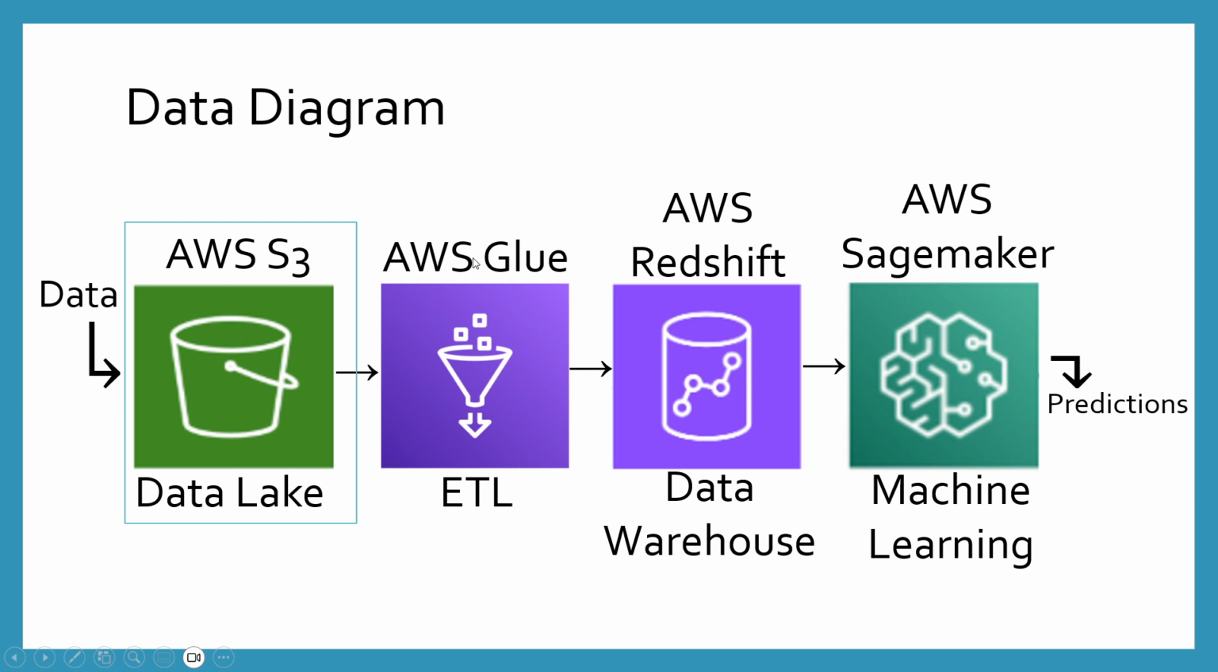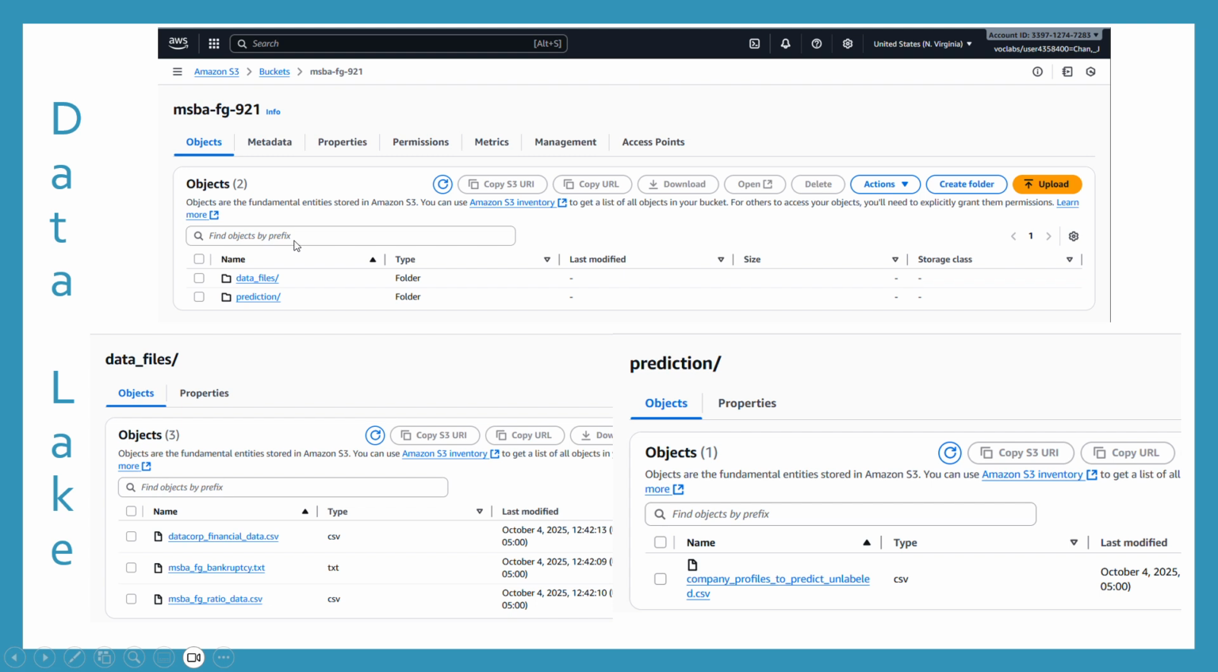And this is what my data pipeline looks like. It's how we convert data into a model that makes predictions. Right now, we're at the starting step of the data lake, which we call AWS S3. You can think of S3 as a data repository where we can create buckets to store data.